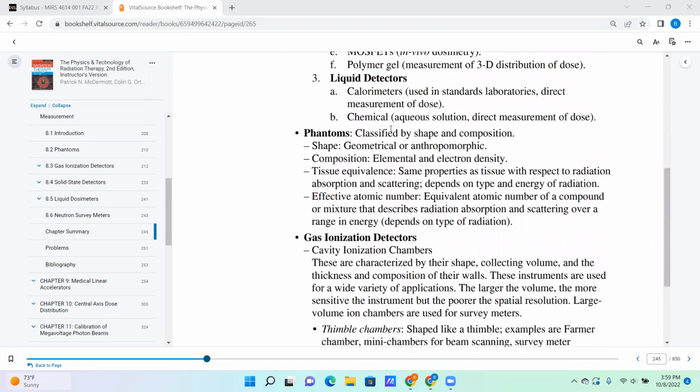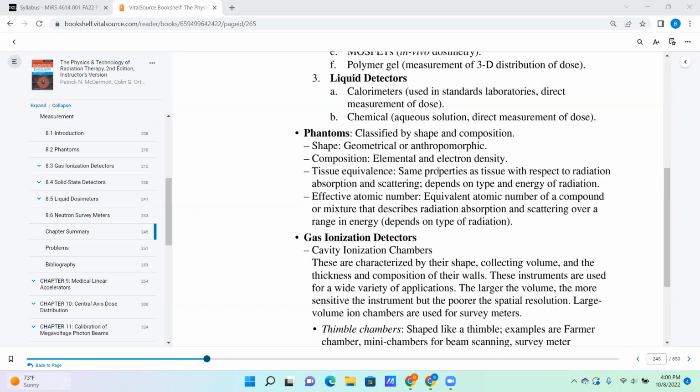Phantoms are classified by shape and composition. They can be geometrical, in other words, spherical or perhaps a square or rectangle, or they can be anthropomorphic, or more human-like. Composition: elemental and electron density.